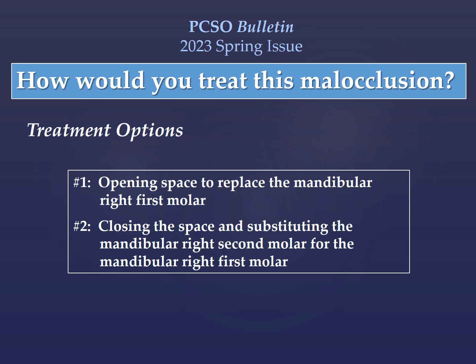2 treatment alternatives were presented to the patient and his family, these being opening space to replace the missing molar or closing the space and substituting the lower right second molar into the space for the lower right first molar. The modality for Class 2 correction, as well as using fixed appliances or clear aligners to achieve our treatment goals, were also discussed with the family.